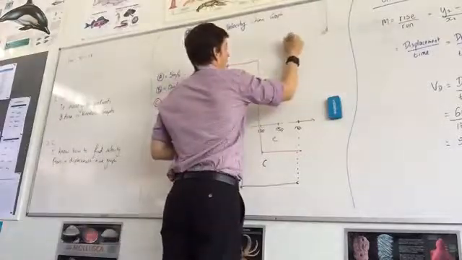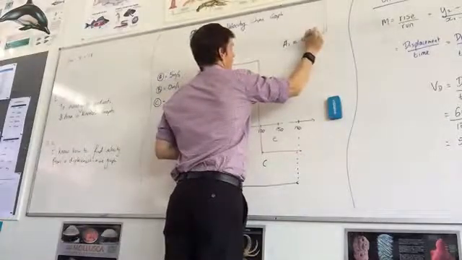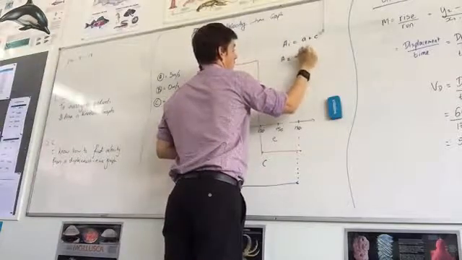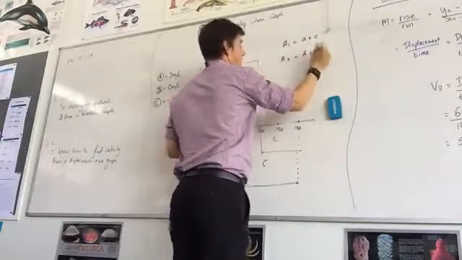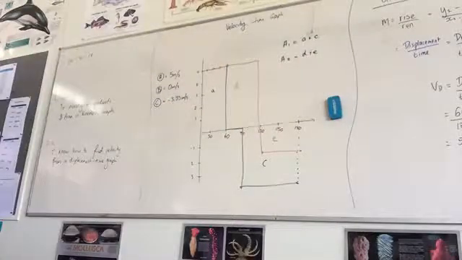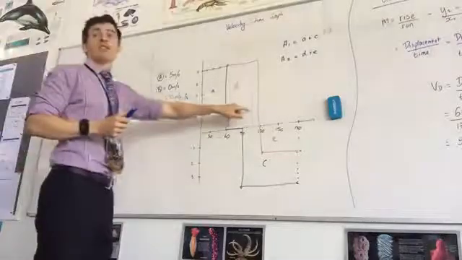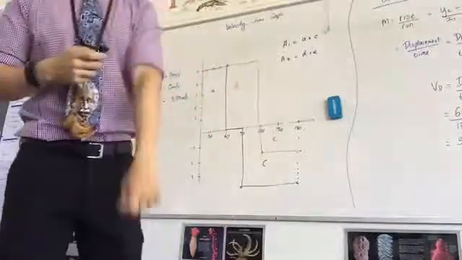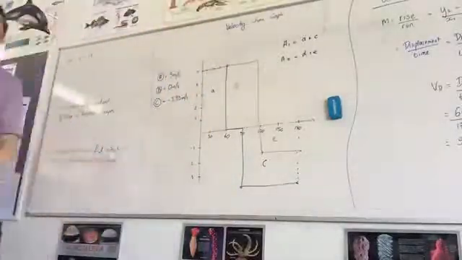is area 1 equals A plus C. Area 2 equals D plus E. Okay? Remember our area equation. What type of shapes have we got here? Rectangles. Area of a rectangle is? Yep, width times length. Just have a crack, see how you go.